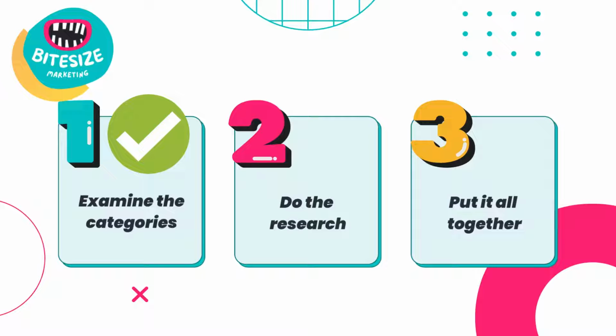Step 2. Do the research. There are no rules when it comes to doing research. It's up to you to decide which categories are the most relevant to your business and should be used in your analysis. Use official statistics, competitor websites, reports, and other information available to you online. You can also use free analytics tools that are available. More of those will be included in the description of this video.